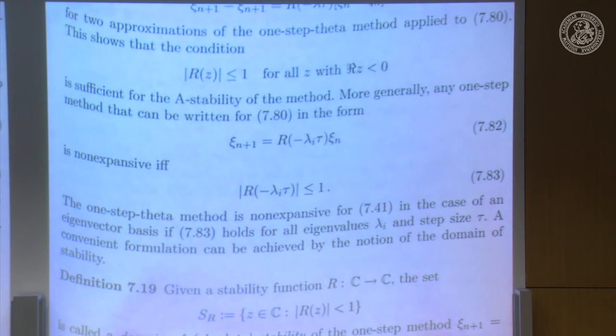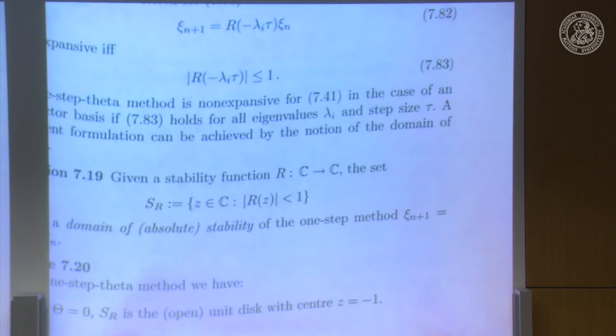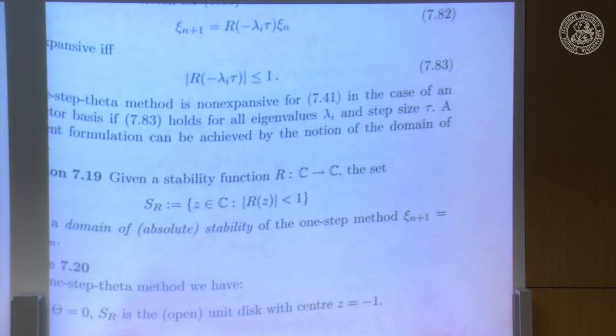So to get this a little bit more clearly, we define a new notion, namely the domain of stability. That just means we have any of these stability functions R on the complex plane, and then we look at the subset of the complex numbers where the modulus of R of z is smaller than 1. And this we call the domain of absolute stability for the corresponding one-step method.